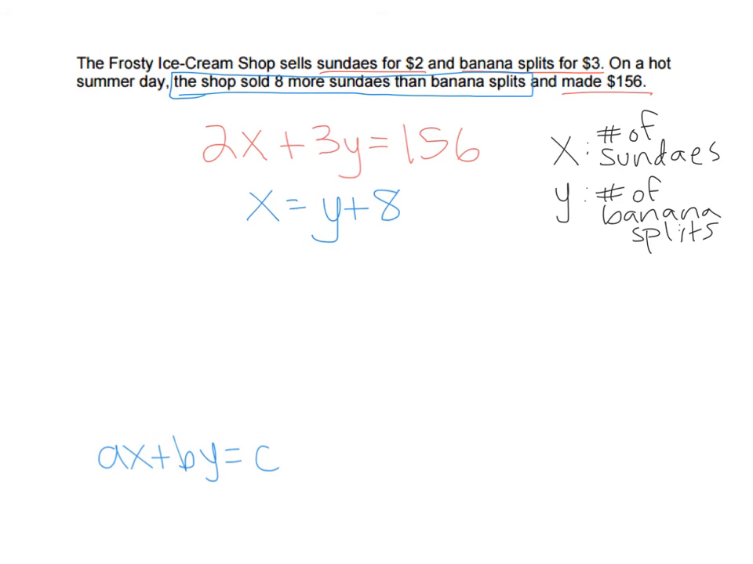Now this is one of the ones that some people really have a hard time seeing how that works, but if you read through it again, it'll make sense, I think, to your brain. So X, the number of sundaes we sold, is equal to the number of banana splits we sold plus 8. Because the shop sold 8 more sundaes, so the number of sundaes needs to be larger, right? 8 more sundaes than banana splits. So this is the system of equations that we would have for this problem.